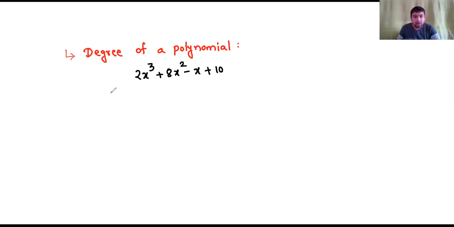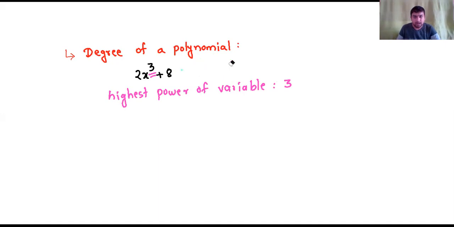Now, if I ask you, what is the highest power of variable in the given polynomial? Is it 3? See, here it is 2. Here it is 1. This is x to the power 0. So, yes, what is the highest power? Highest power is 3 here.